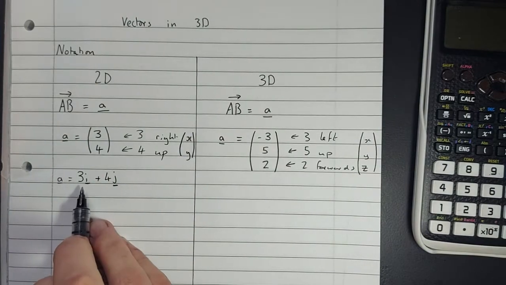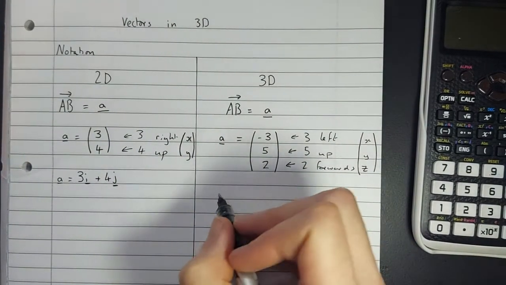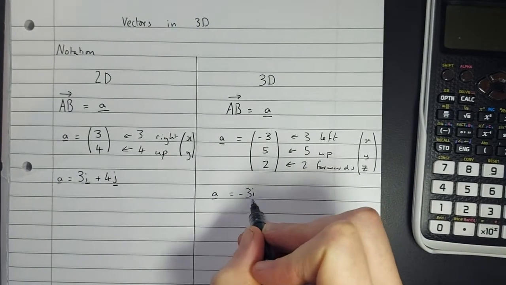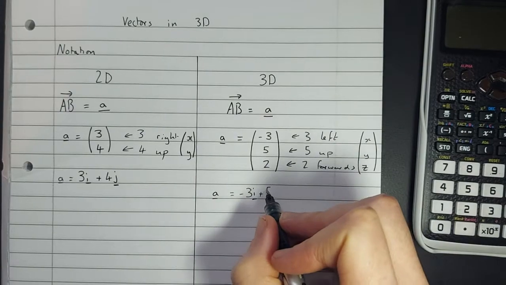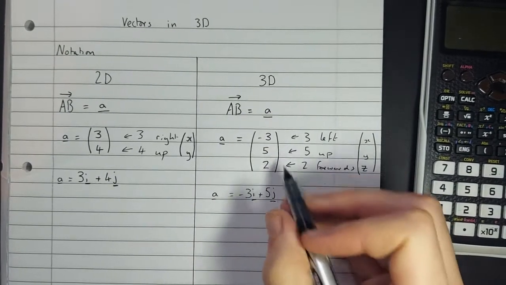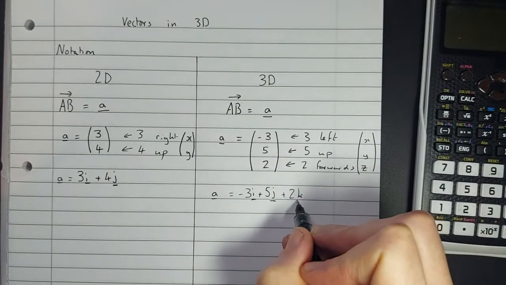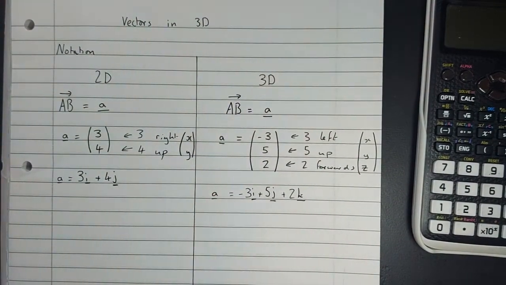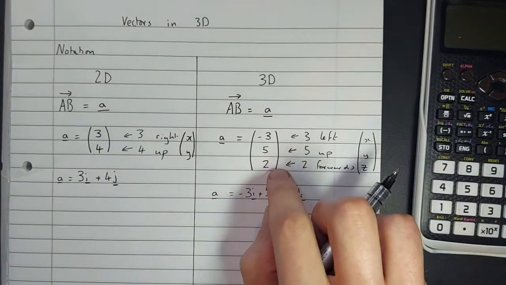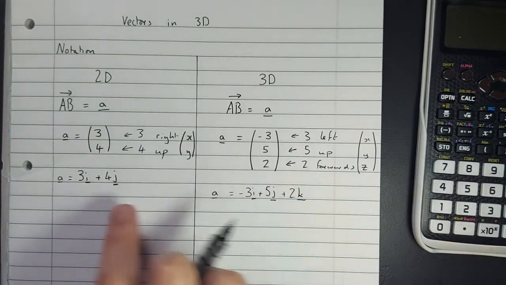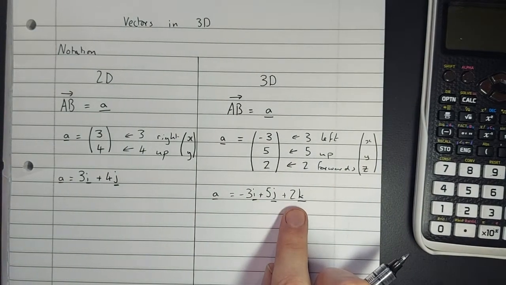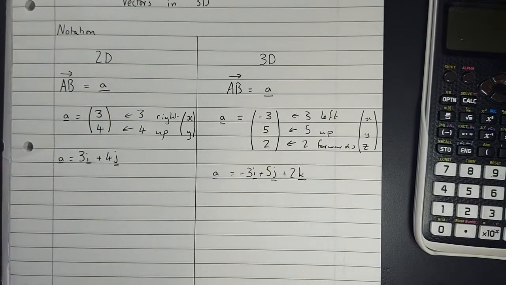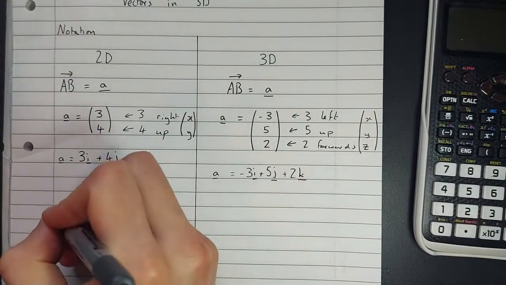Writing this is another one as a column, as a unit vector. It would be, let's do this one exactly as it is. So it'd be negative 3 lots of i plus 5j plus 2k. You just keep going down on the alphabet. Right then. So that's in terms of notation how things change. We just add an extra dimension here, like our z direction, and we have an extra unit vector k. Right then. Let's have a look at position vectors next.